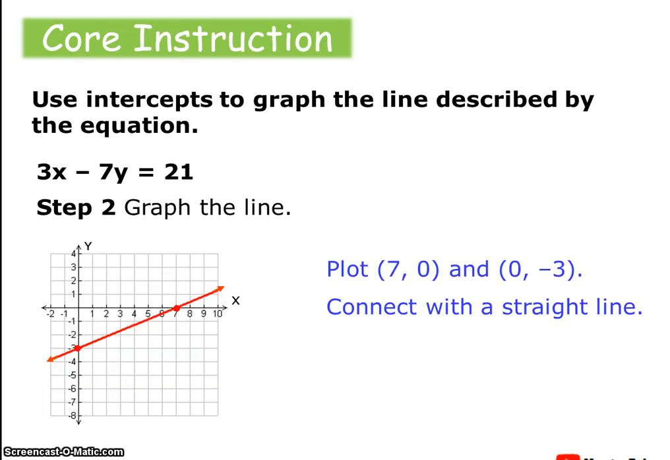And I could test, if I wanted to, another point that appears to be obvious on the graph here. Perhaps, it's not very clear, but maybe 2, negative 2, and I should be able to sub that into the equation.